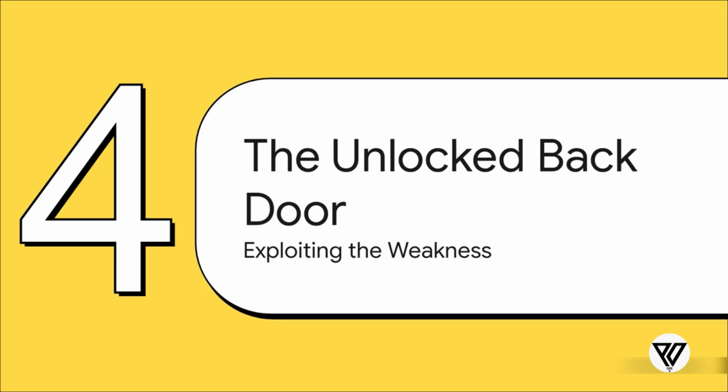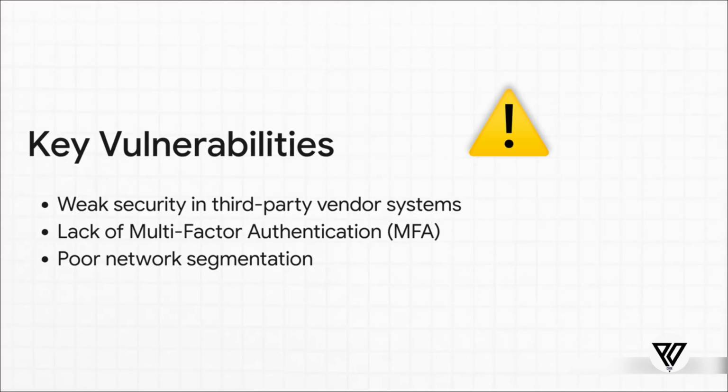So we know the steps they took, but what was that fundamental weakness that let them just walk right in? What was the security failure that made this entire attack possible in the first place? Well, it really came down to 3 core vulnerabilities. The vendor just had weak security overall, but the single most critical failure was the complete absence of multi-factor authentication, or MFA. That meant a stolen password was the only key they needed to get in. You combine that with poor network segmentation, which basically allowed them to roam around freely once they were inside, and you've got a recipe for disaster.